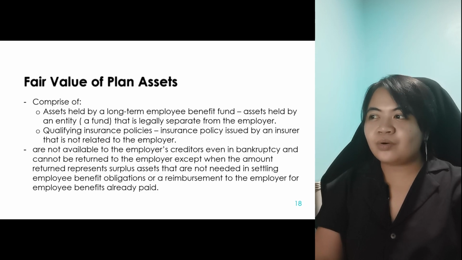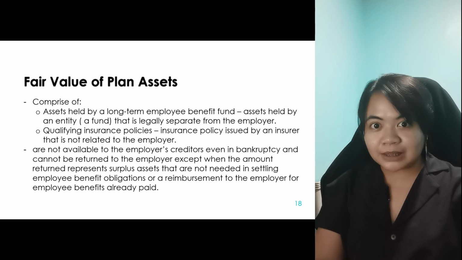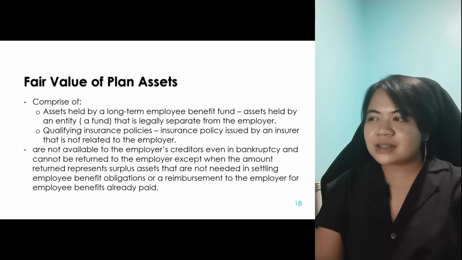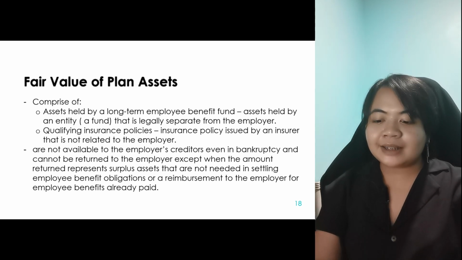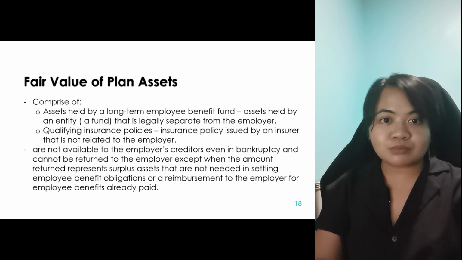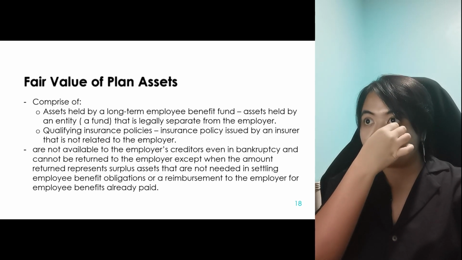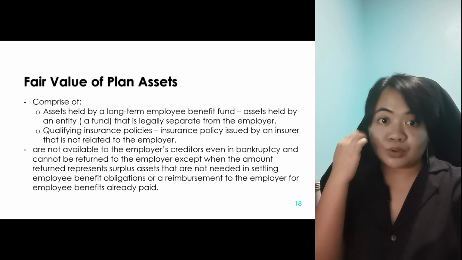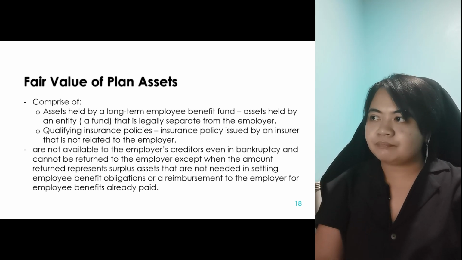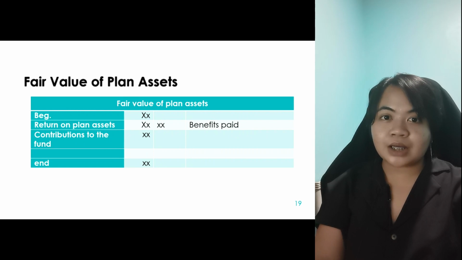Except if it represents surplus assets. When there is a surplus, it can be. That are not needed in settling employee benefit obligations or a reimbursement to the employer for employee benefits already paid. But in general, it cannot be taken by creditors or auctioned off or seized by creditors, because it's meant for the employees. Okay? So, that's it. T-account, this is how its T-account looks.